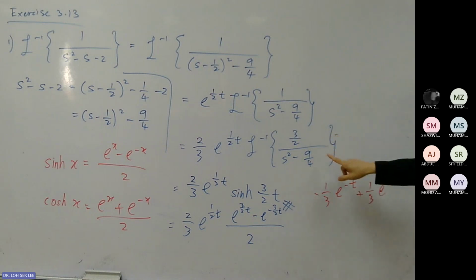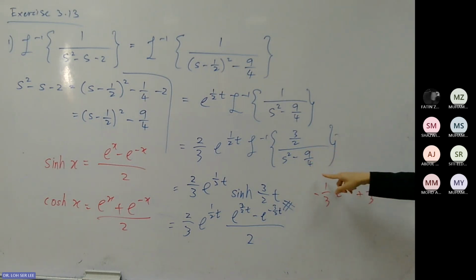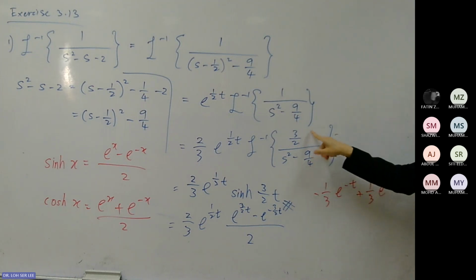Now we get 3/2. This is a squared. So your a will be the square root of 9/4, which is 3/2. So square root of this, you get this one.